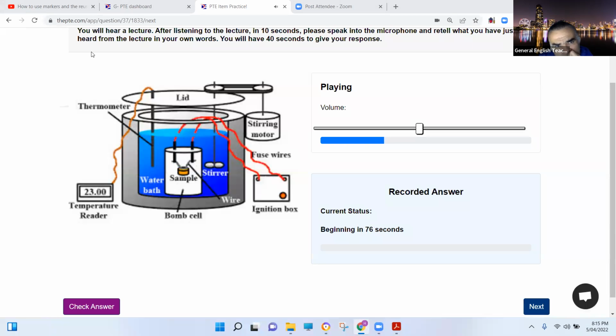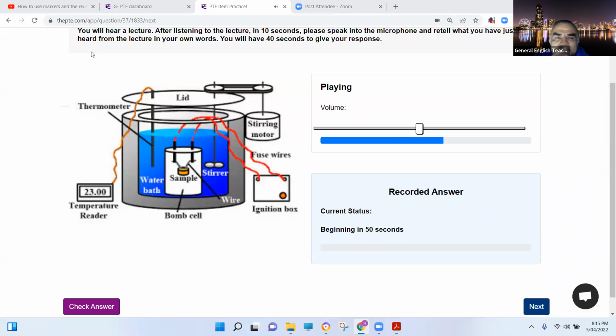Inside here, you can see that there's a silver bucket. Water goes all in here. And this is actually the bomb. It's a smaller silver cylinder. What you do is put your fuel sample in there. Then these two electrodes are connected to the bomb. These provide the spark that will ignite your sample.